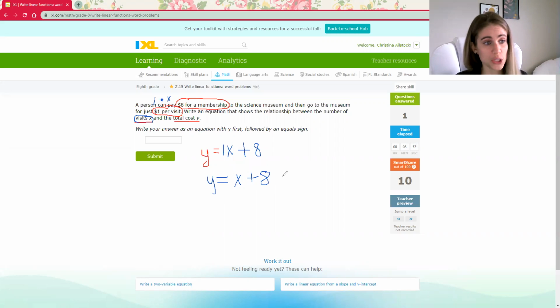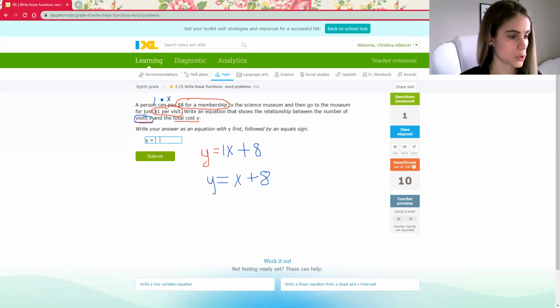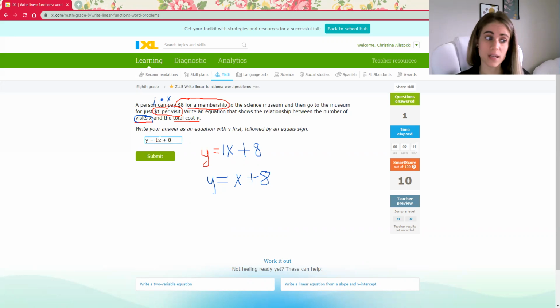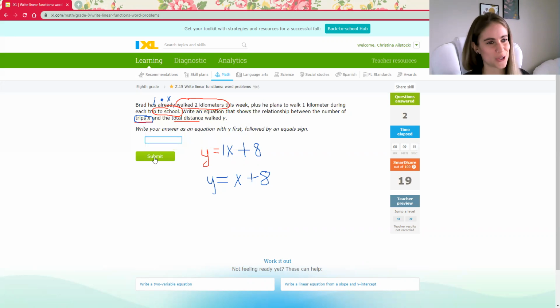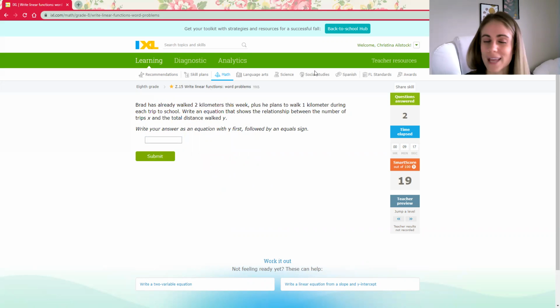And to prove that to you, I am going to type the first one in, even though the second one is the better way to write it. Y equals 1x plus 8. But if you forget that and you still put the 1, IXL will count it right, which is good. All right, let's jump up a level and we'll just do one more together, okay?